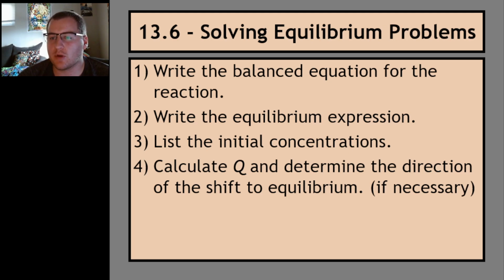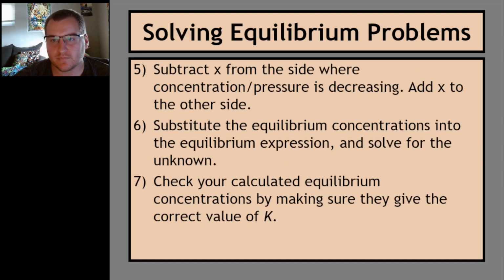calculate Q and determine the direction of the shift of equilibrium, if necessary. In the last problem, I didn't have to calculate Q because I had 0 of something. The reaction always goes towards that. But if I have initial reactants and products, I'm going to calculate Q real quick, compare it to K, see which way the reaction is going to go.